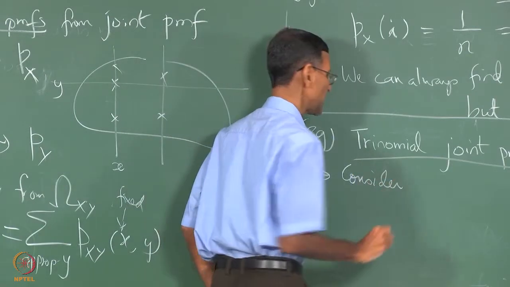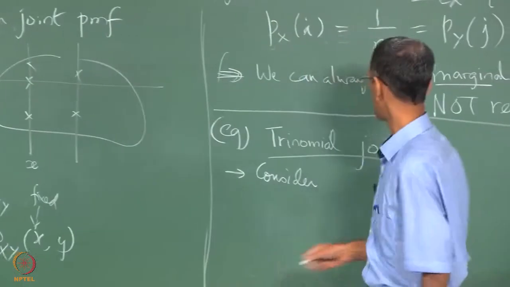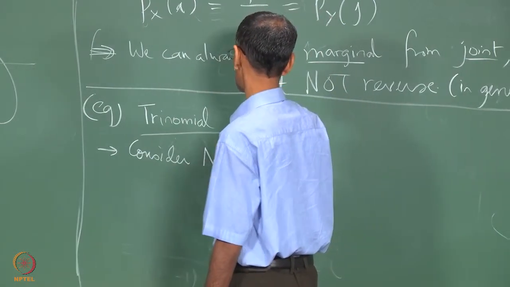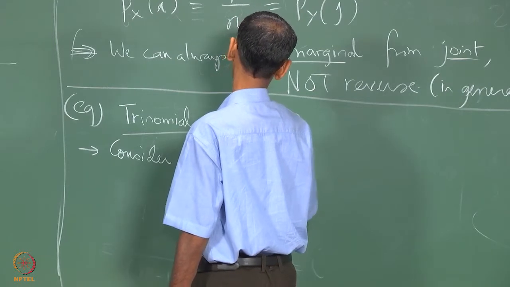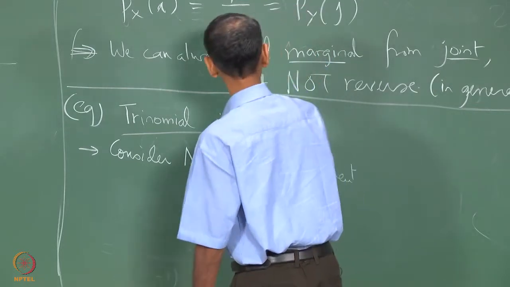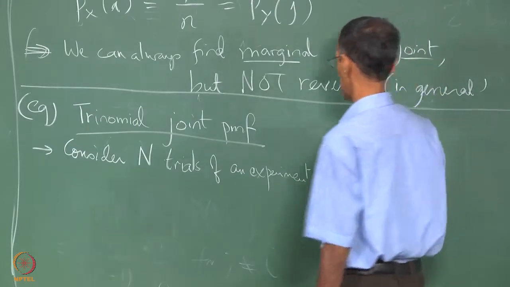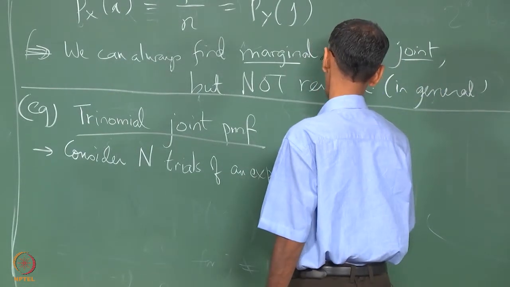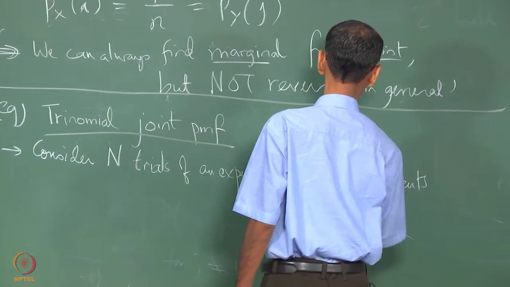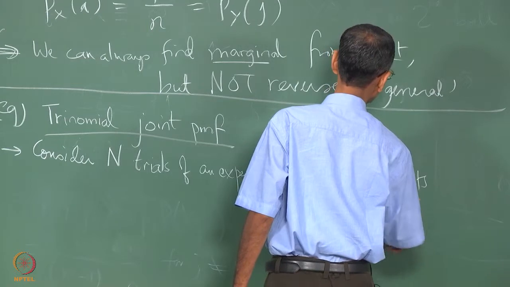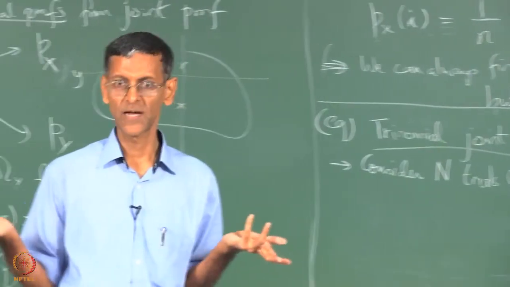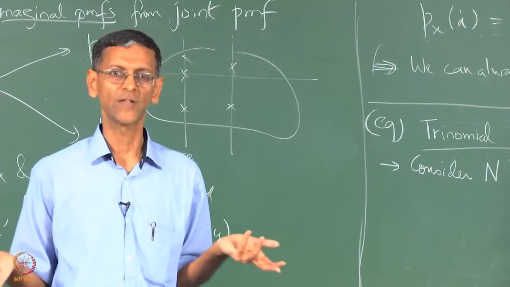I'm going to use capital N, which I've been using in my notes and don't want to change, although it's more commonly written with small n, but it doesn't matter. So n independent trials of an experiment in which you can get, let us say, 2 exclusive events you have identified. For example, getting a 1 and getting a 6 on a throw of a die, right? And you are considering n different trials of that.